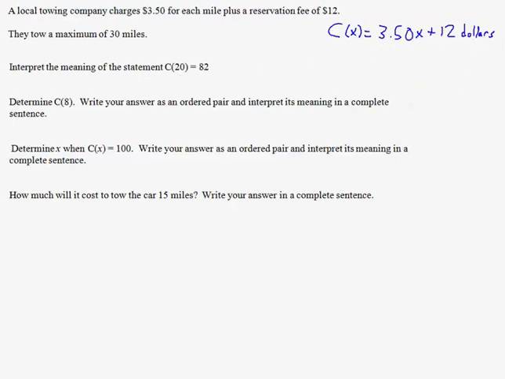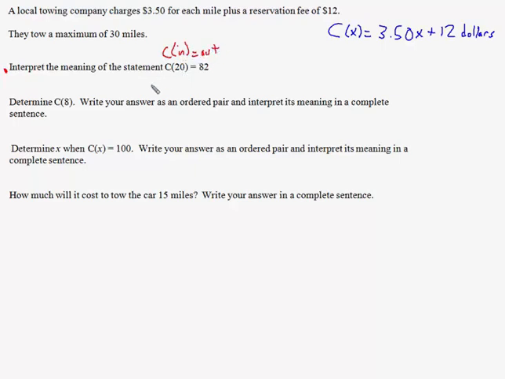So on the first part here, I don't need to actually use the equation per se, because they're telling me C of 20 equals 82. And in function notation, the name of the function goes here, that's C, the input goes in the parentheses, and my output goes over here.